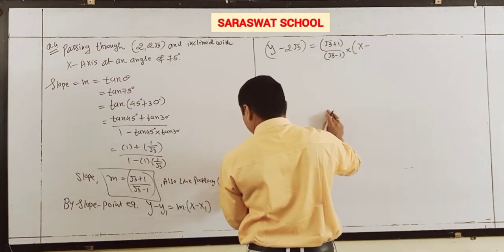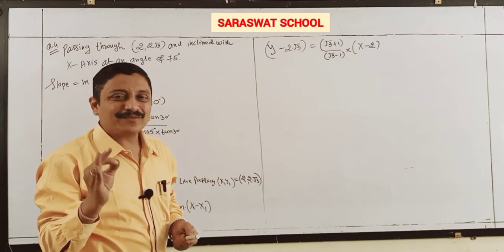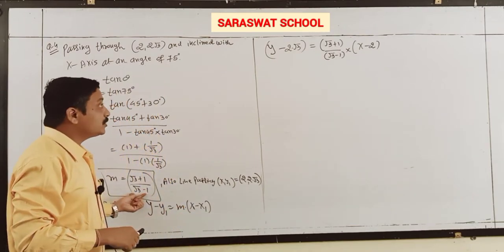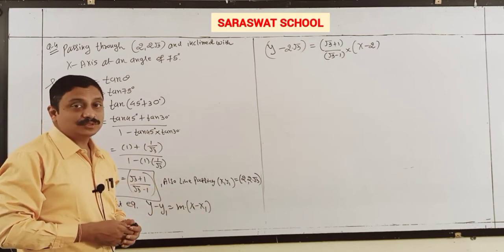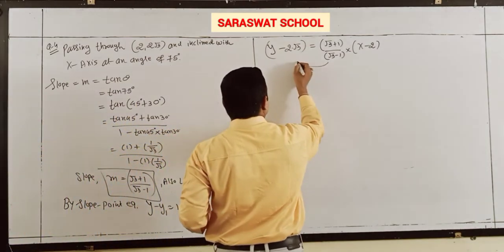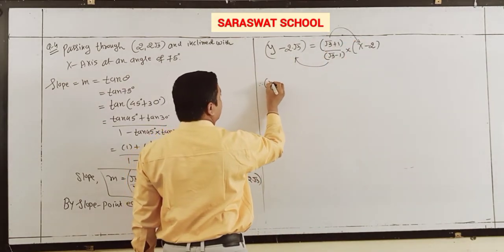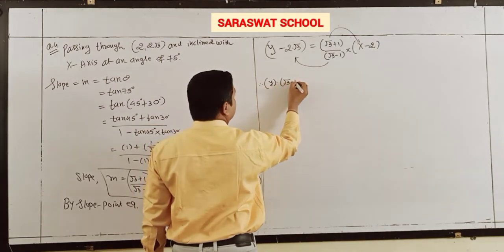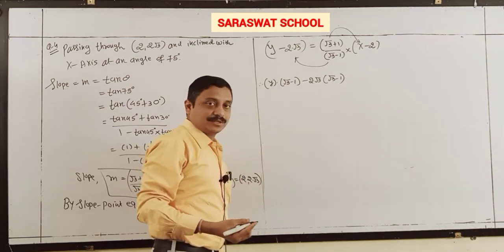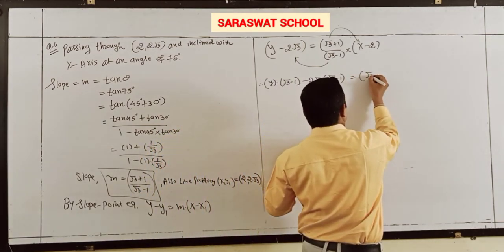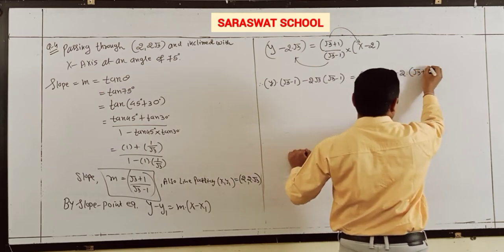x1. What is x1, students? x1 is 2. I am just putting the values of x1 and y1 in the slope. One more time, check: √3 plus 1 over √3 minus 1, y1 is 2√3 and x1 is 2. Now multiply this inside. So here y times (√3 minus 1), 2√3 times (√3 minus 1) is equal to (√3 plus 1) times (x minus 2) times (√3 plus 1).